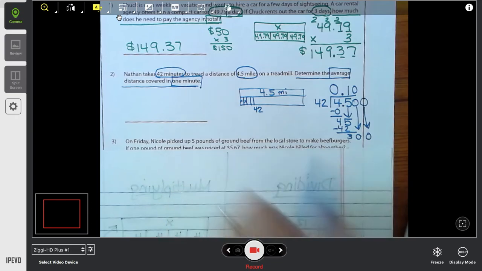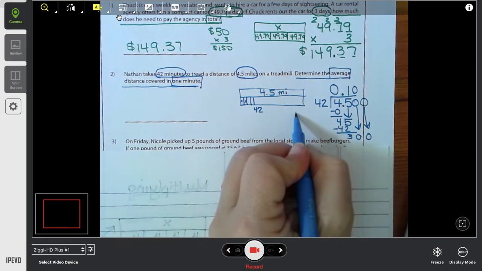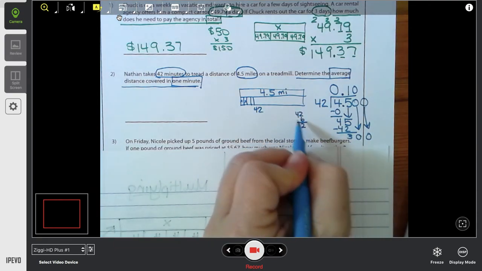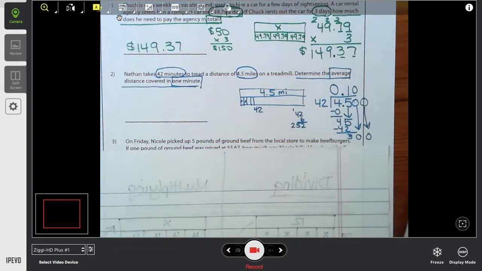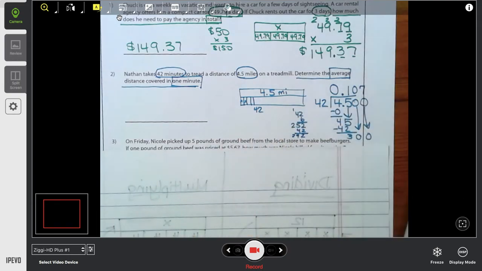How many 42s go into 300? Well, that would be 5. If it was 50, I could get 2 and 100, so 6 and 300. So I'm going to try 42 times 6. 252. It's 252 plus 42. Look at that. I can get 292, so I can do 7 times.